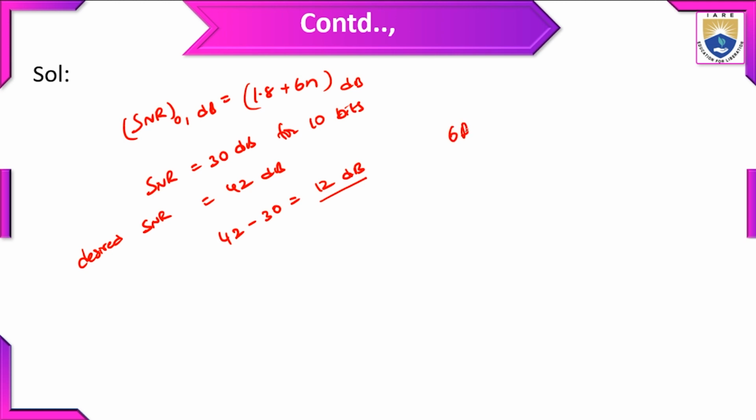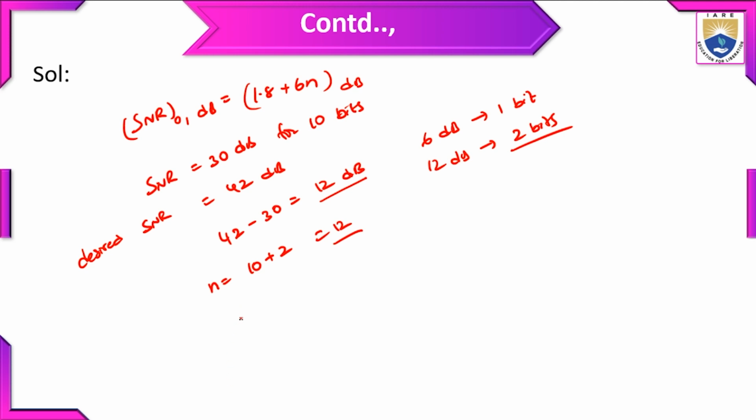So for 1 bit increment, 6 dB is required. So for a 12 dB increment, how many bits? 2 bits are increased. Okay. So the n value is 10 plus 2. So 12 bits are required. Now what is the fractional bandwidth?